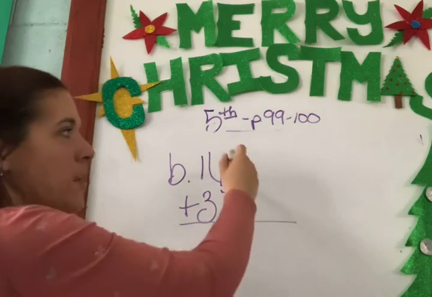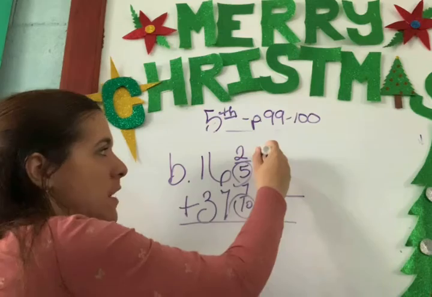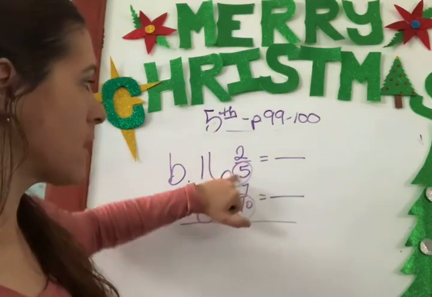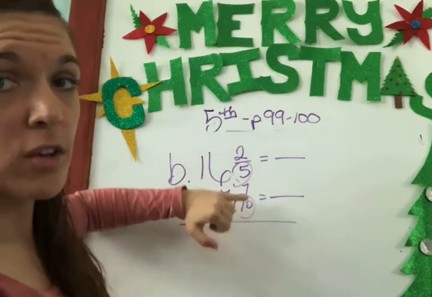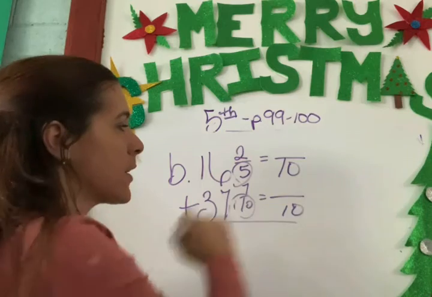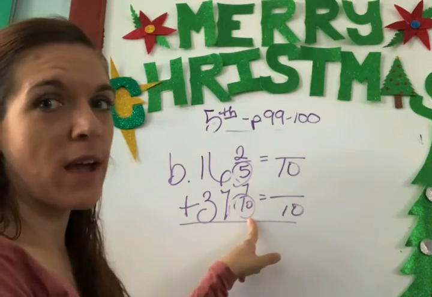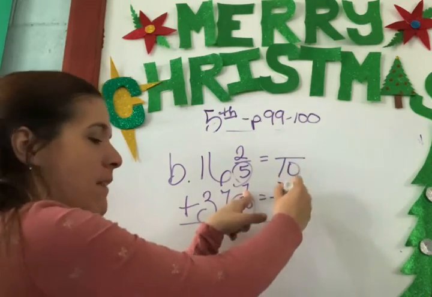Okay, here we go. The denominators are 5 and 10, right? So we know that we need to change the denominator. Let's start with the smallest one and see if we get to 10. 5 times 1 is 5, 5 times 2 is 10. So that means our denominator is going to be 10. Put 10 right here, 10 right here. This one doesn't change, you guys, because it's already 10. So we just keep the numerator the same, 7.